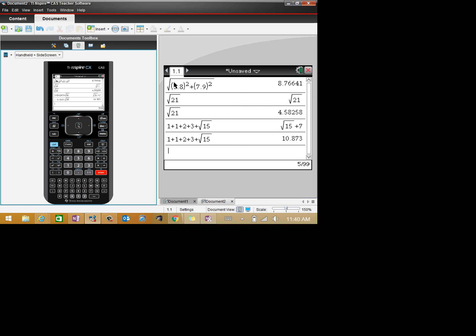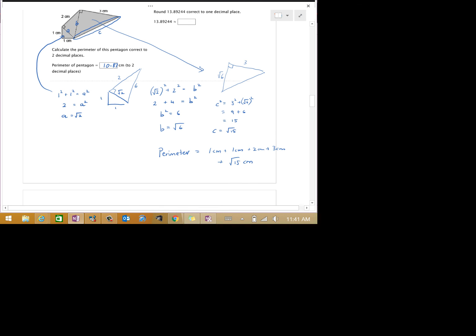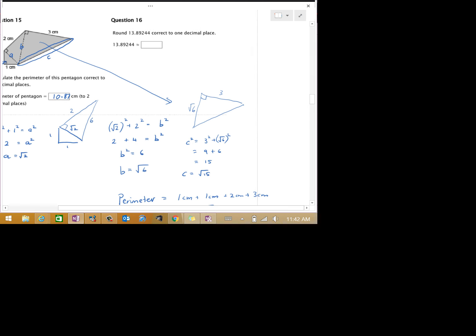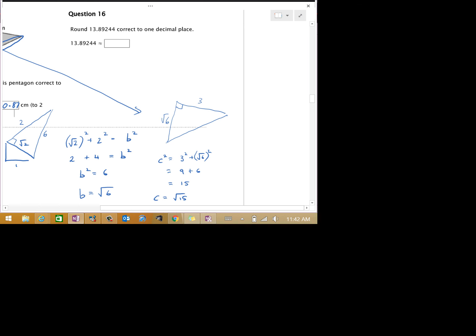1 second. That's not the perimeter. We needed to find root 6. Okay, 1 plus 1. So we've got 10.87 centimetres. Let's do some rounding. How would I round this to 1 decimal place?